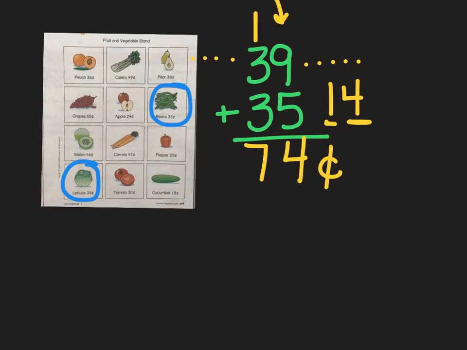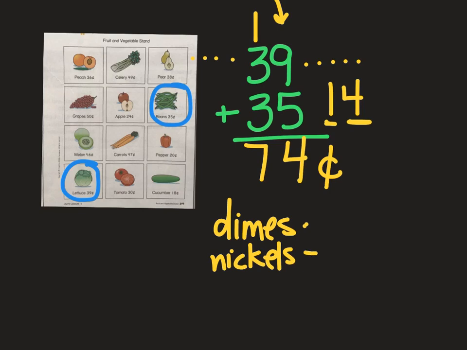But on your page today, it's going to ask you how many dimes you would need to make that, how many nickels, and how many pennies. So we're going to practice finding those numbers as well. If I look at my tens place, that tells me right away that I will need 7 dimes, because 7 is in the tens place and my dime is worth 10.